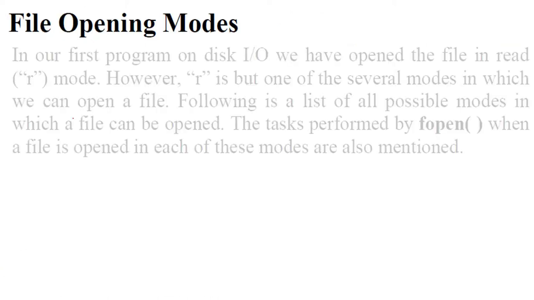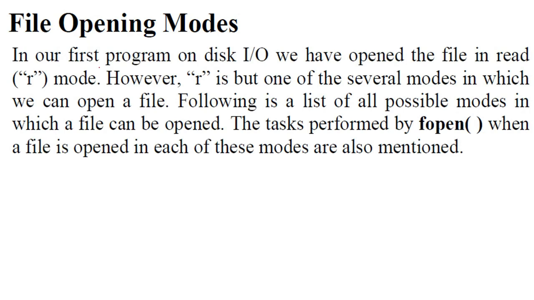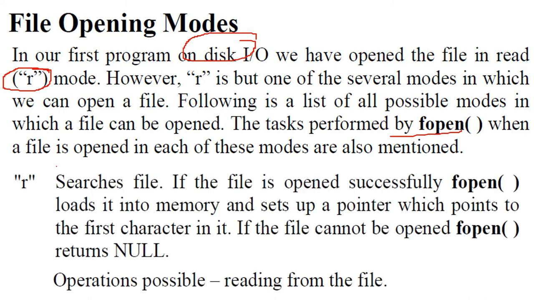The file can be opened, and it depends totally on your activity or application how you open the file. So we are dealing with disk I/O. We can open the file in read mode. Read mode also has various flavors, and in fopen we can have various other options like r, as we have just seen. What does r do? It searches the file. If the file is opened successfully, fopen loads the file into memory and sets a pointer, which is actually the fp we are generally using, which points to the first character in it.